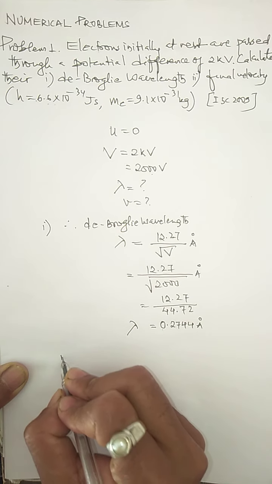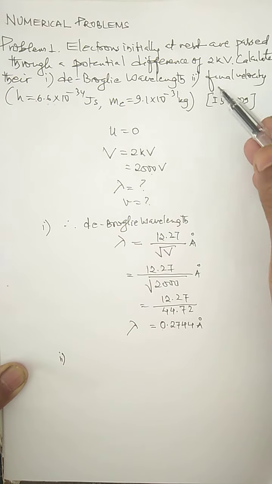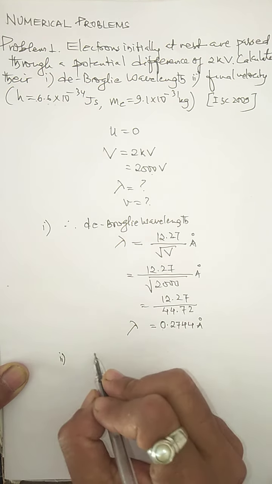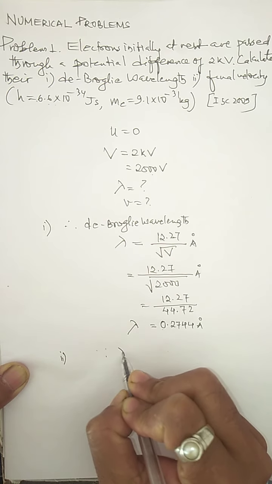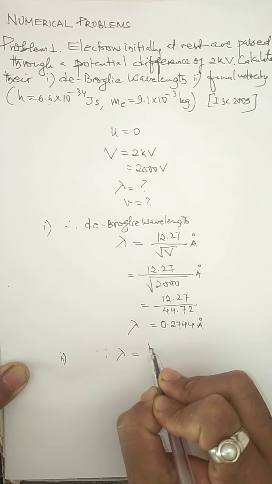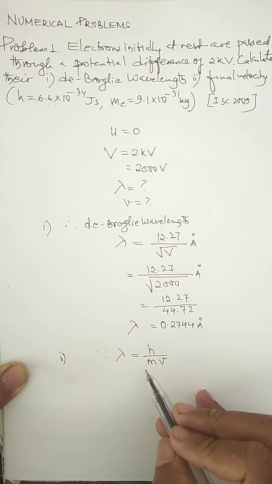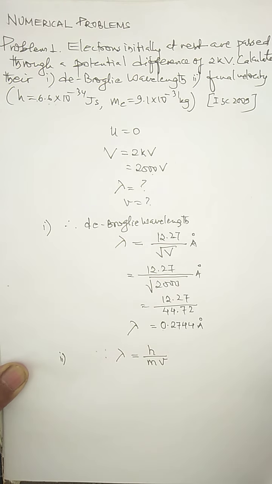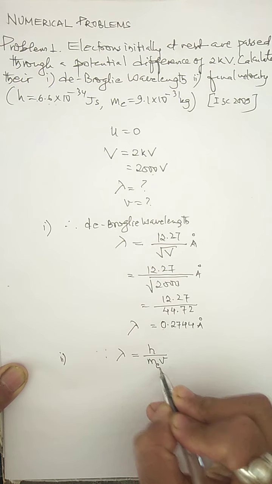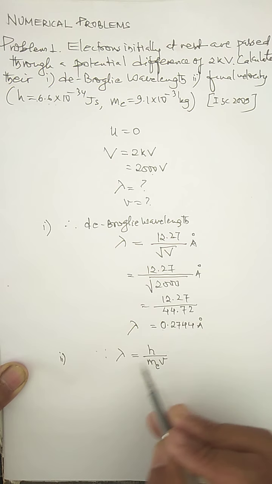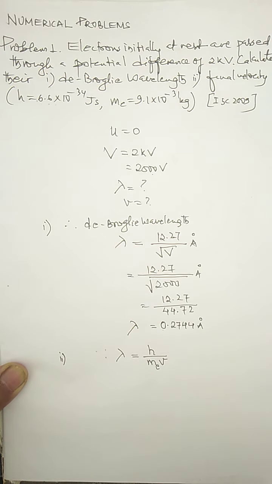Now the second part of the question, where we need to find the final velocity. In order to calculate the final velocity, again I use the de Broglie wavelength formula: lambda equals h by m v. Yes, this is a general formula that gives the de Broglie wavelength for any particle, but we are dealing with an electron, so I write here me. Children, no confusion here: this me means the mass of the electron.